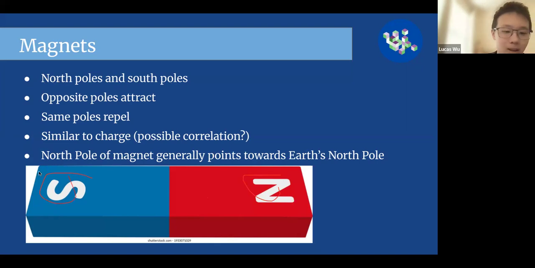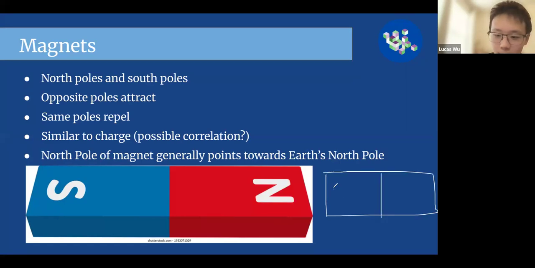And yeah, so opposite poles attract. The north pole always attracts the south pole. So if I had another magnet over here, like this was my second magnet, and this part was south and this part was north, then these two magnets will be attracted to each other because the north and south are attracted to each other.